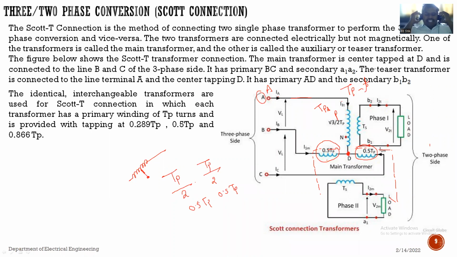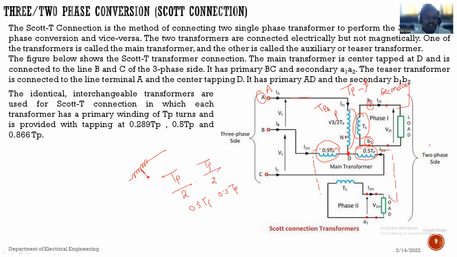The primary winding of the teaser transformer is nothing but the winding from terminal A to D on the primary side. Similarly, B1 and B2 are represented as the secondary of the teaser transformer. So this is the TS of the teaser transformer, and this one is the TP of the teaser transformer. How much value of TP can be obtained? We will derive that next.